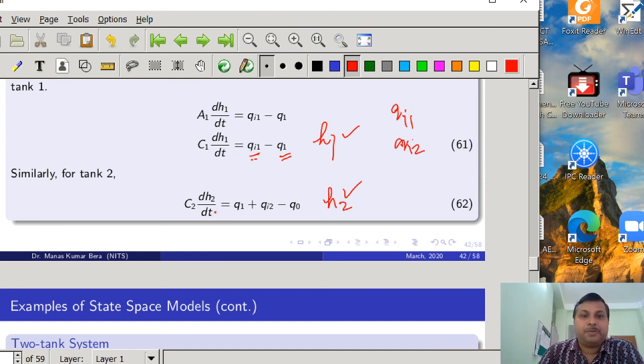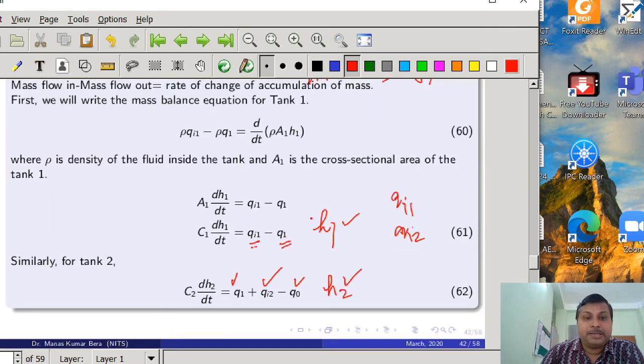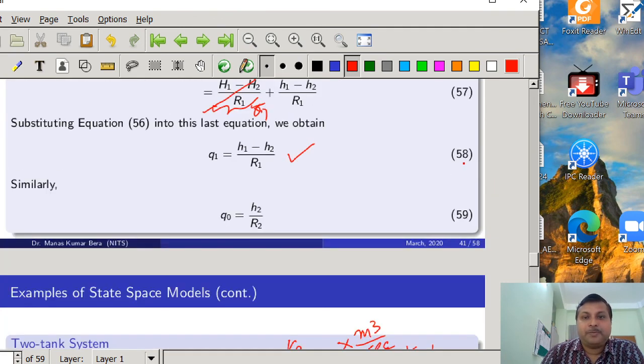Similarly, in equation number 62, on the right hand side the input QI2 is present, but two other variables are present, Q1 and Q0. They are neither state variables nor inputs. So we have to replace Q1 and Q0 by state variables, system parameters or inputs. We have written the equation for Q0 as H2 by R2, which is a function of state variable H2. So our work next is to replace Q1 and Q0 in equations 61 and 62 with the relations 58 and 59.